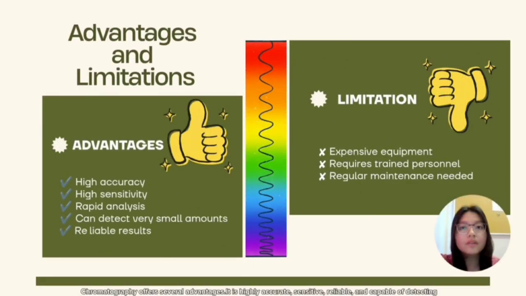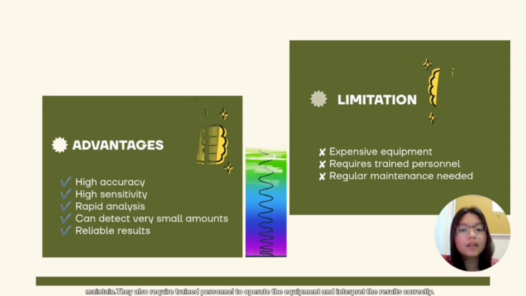Chromatography offers several advantages. It is highly accurate, sensitive, reliable, and capable of detecting very small amounts of substance. It also produces fast and reproducible results. However, chromatography instruments are expensive to purchase and maintain. They also require trained personnel to operate the equipment and interpret the results correctly.